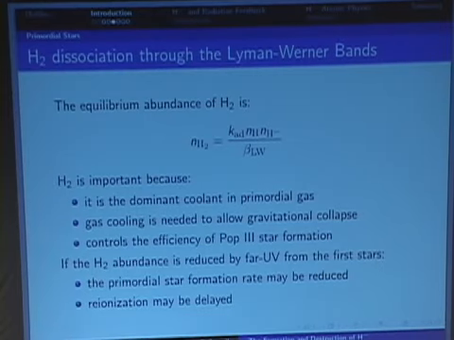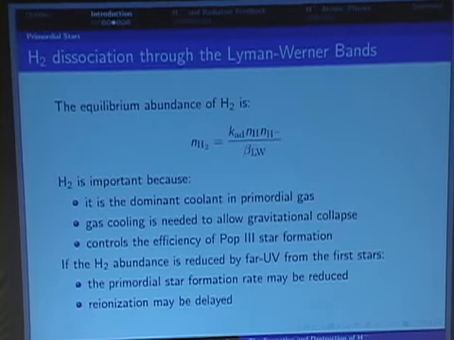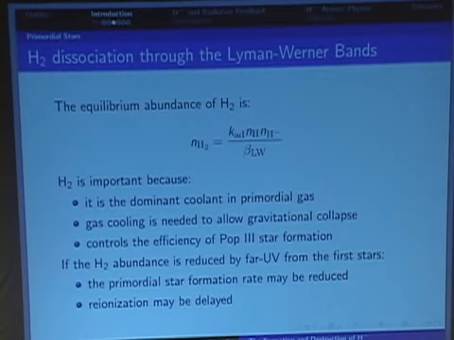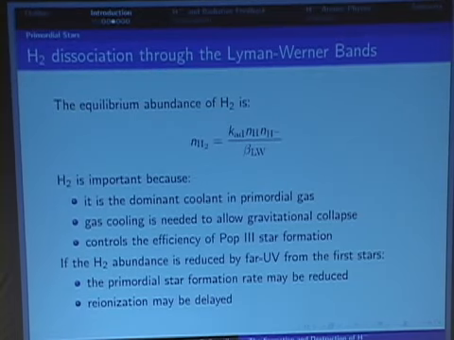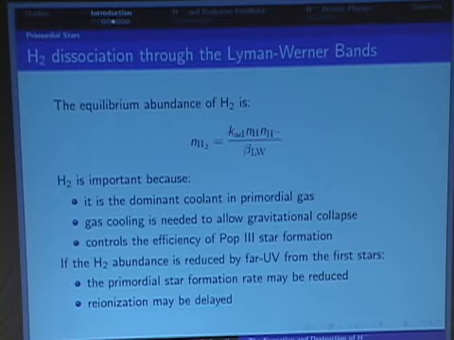Okay, so we have a way to make H2, associative detachment, and then a way to destroy it by Lyman-Werner photodissociation. And so we can estimate what the abundance of H2 is by just setting them equal. At the top we have the formation rate of associative detachment divided by the photodestruction rate due to Lyman-Werner bands.